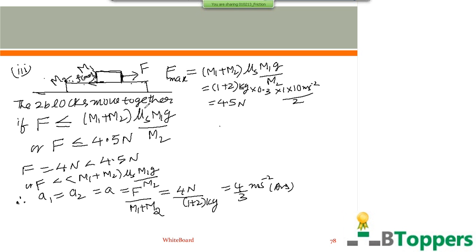From Newton's third law, the friction force on M1 by M2 acts towards the left side, and the frictional force on M2 by M1 acts towards the right. So action and reaction forces are equal in magnitude but opposite in direction. Here I have drawn a separate diagram showing the forces acting on M1 in the horizontal direction.